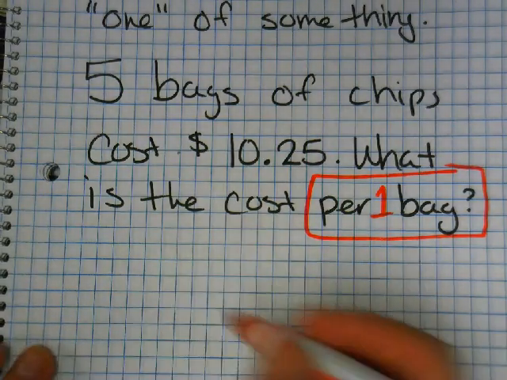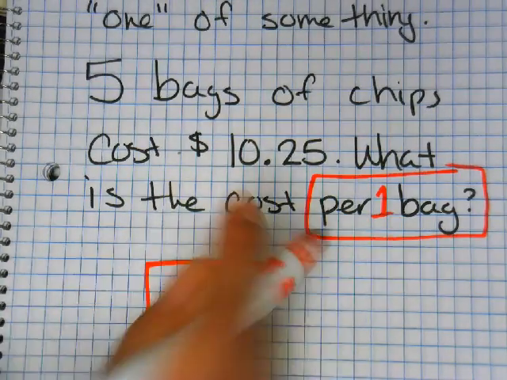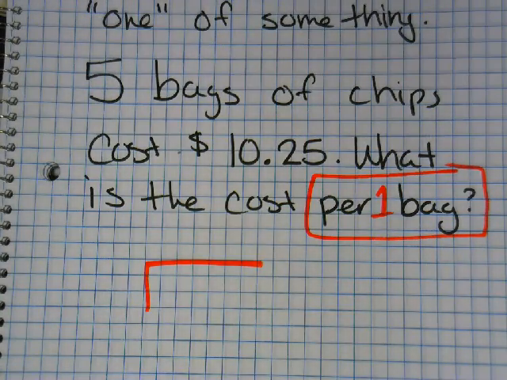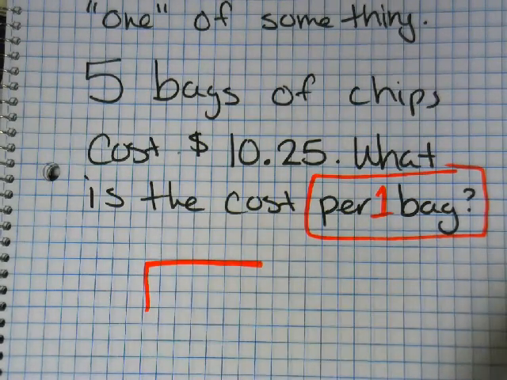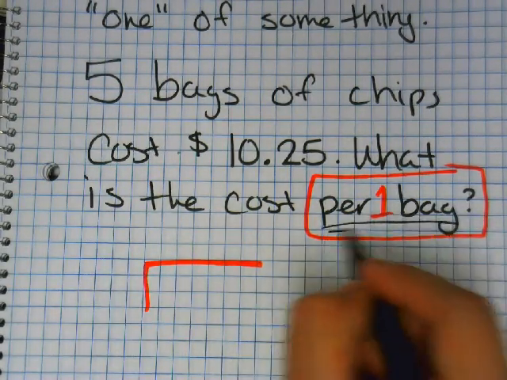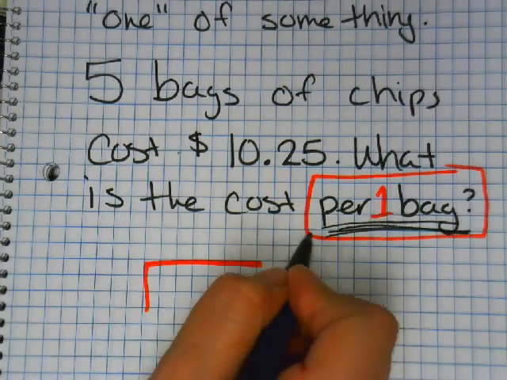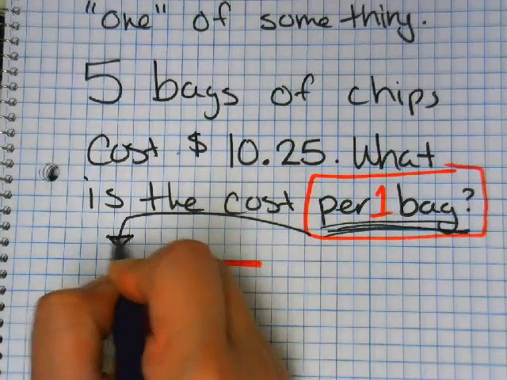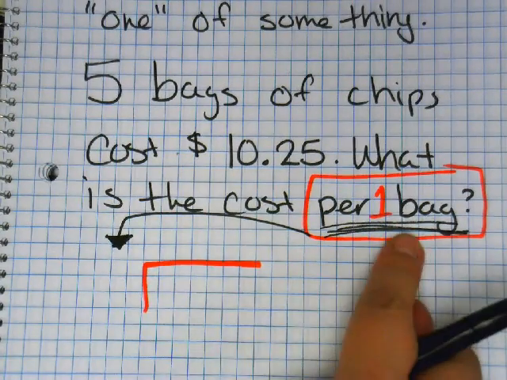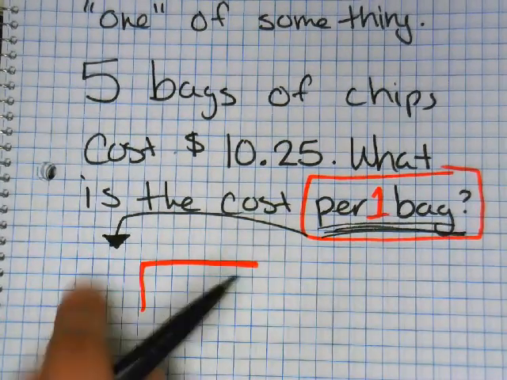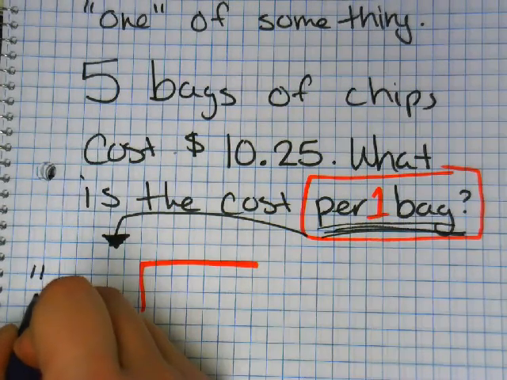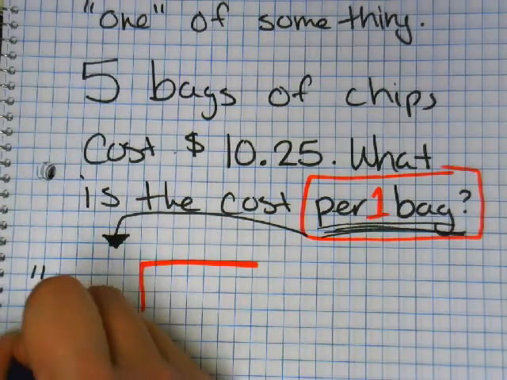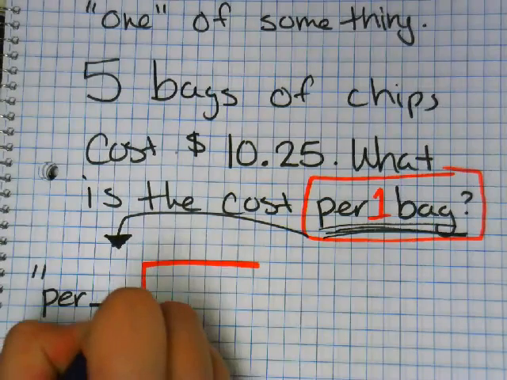Okay, when you are dividing, and you're trying to figure out which number goes outside and which number goes inside, here is my trick to you. Whatever the per one is will go literally outside. So whatever the per is going to go outside. So I'm going to write that down. Quotation marks, per, and then blank.